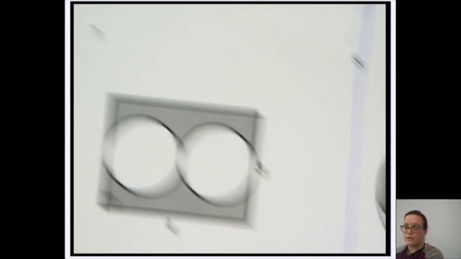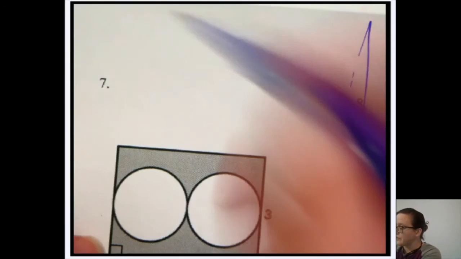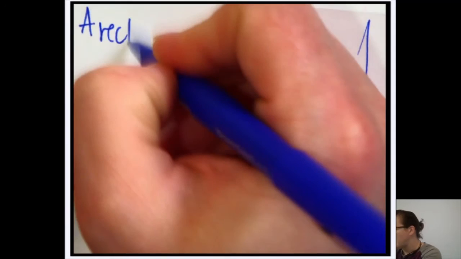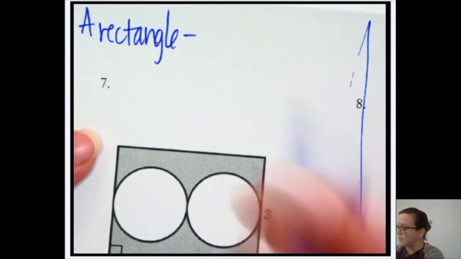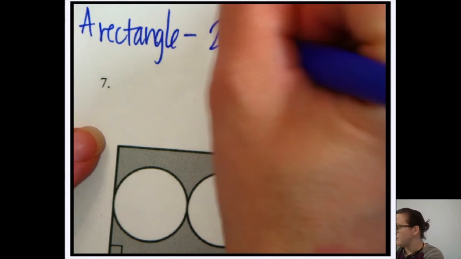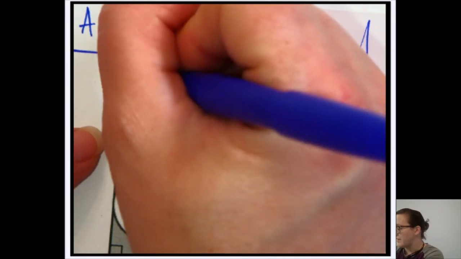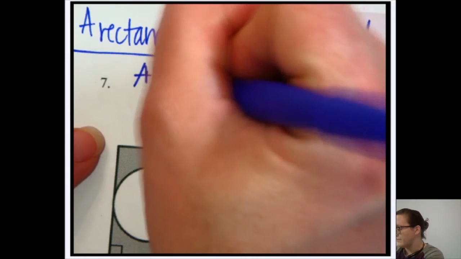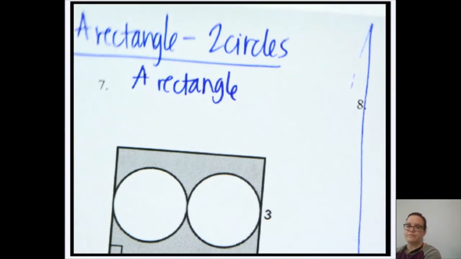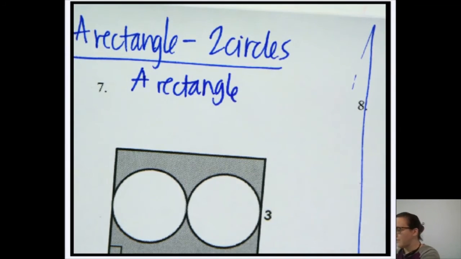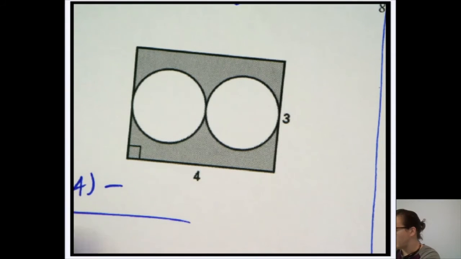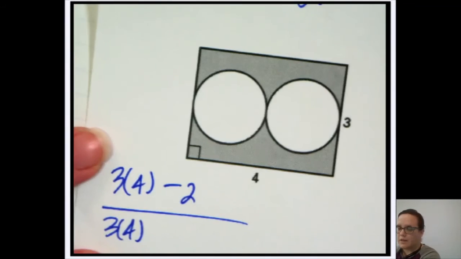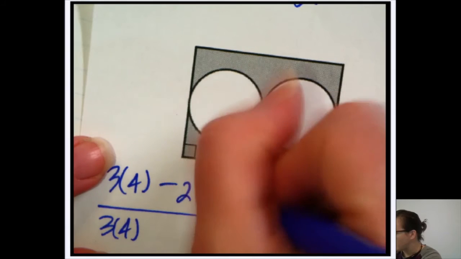Okay, so here I have two circles and I have a rectangle. So I'm going to have the area of the rectangle, because that's my overall shape, minus the two circles that came in on top. And then I divide by my rectangle. So the area of my rectangle is 3 times 4. We know we have two circles, and they need to be pi r squared.